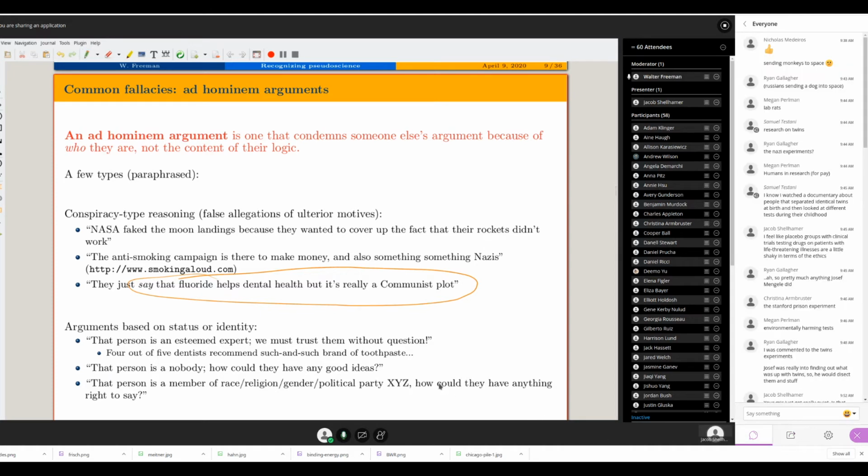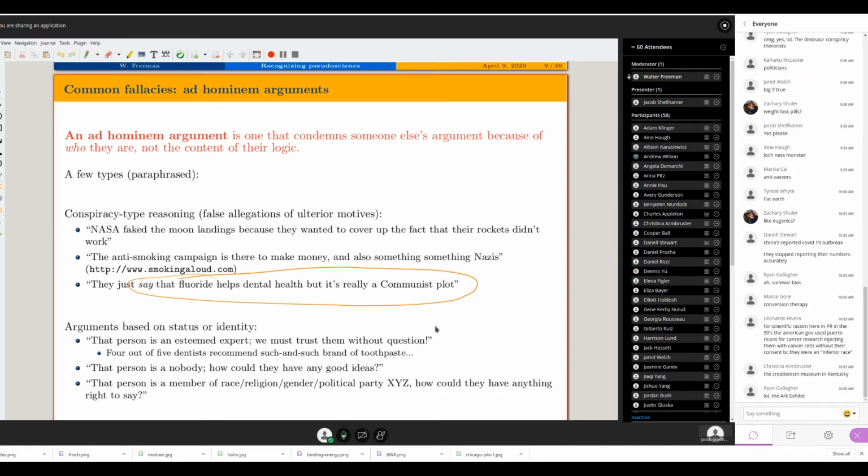One that you also see is arguments based on status. So either saying we have to trust somebody because they're an expert, and I know when I was a kid growing up watching TV, the whole "4 out of 5 dentists say you should use this kind of toothpaste." Well, just because they're a dentist doesn't mean we should trust them. They should tell me why we should use that kind of toothpaste. But also criticizing people's ideas just because we don't like their race or their religion or their gender or their politics, or because they don't have credentials.